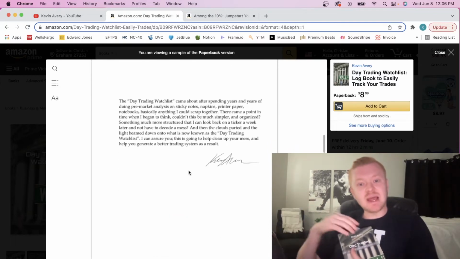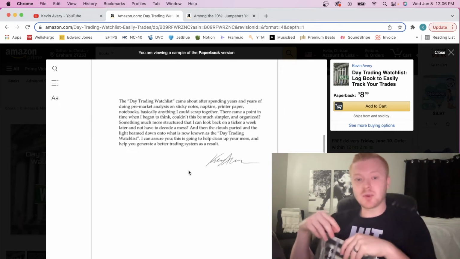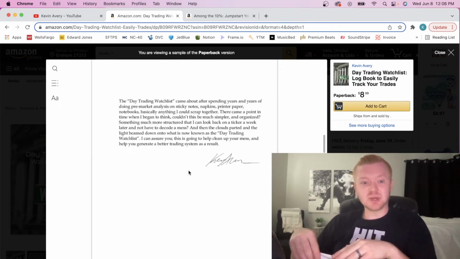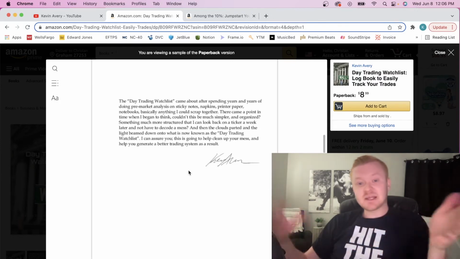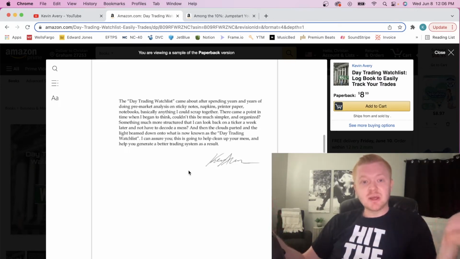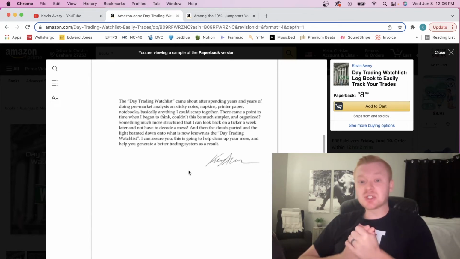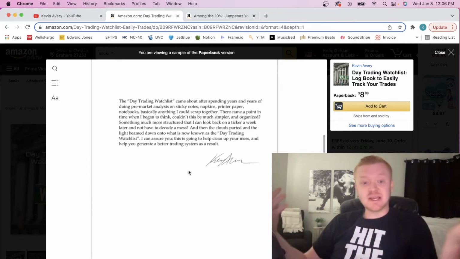This came about after spending years and years of doing pre-market analysis on sticky notes, napkins, printer paper, notebooks, anything I could scrap together. So there came a point where I just began to think, couldn't this be very simple and organized, something much more structured that I can look back on even a day or like a week later and not have to decode a mess.